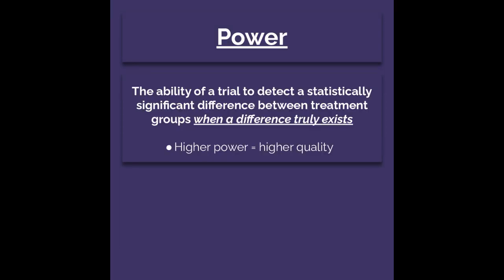Power is the ability of a trial to detect a statistically significant difference between treatment groups when a difference truly exists. The higher the power, the higher the quality of the trial. And basically, this means that the higher the power, the less likely it is to commit type 2 errors, aka false negatives. And overall, this would increase the reliability of said trial results.